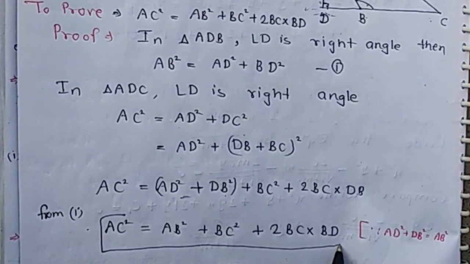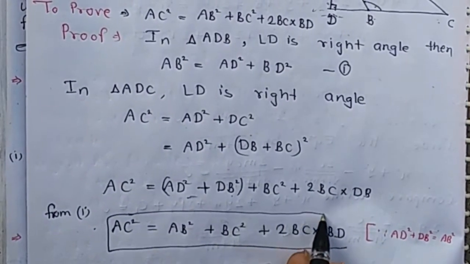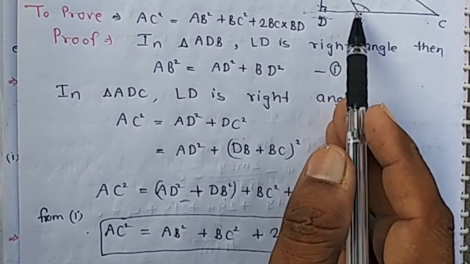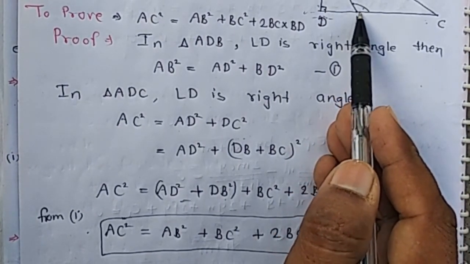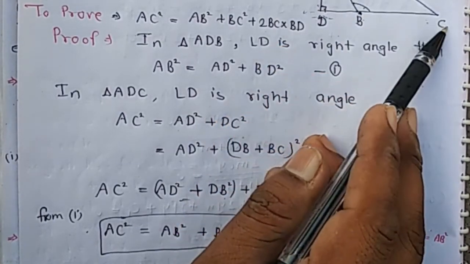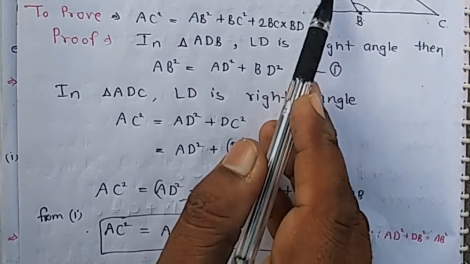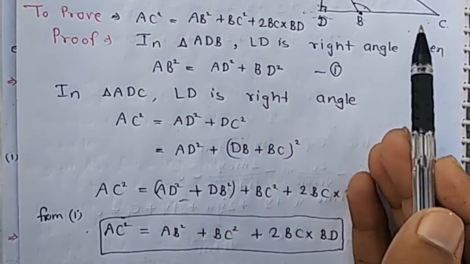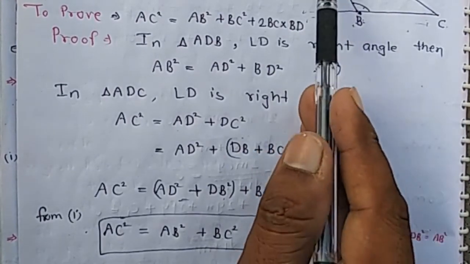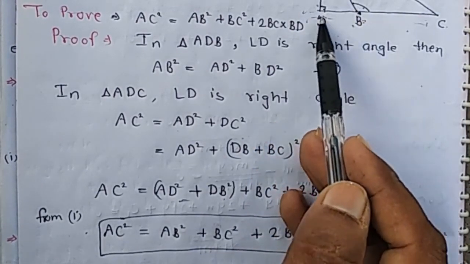Means in triangle ABC, if angle B is an obtuse angle, then AC square, the square of the opposite side, is equal to AB square plus BC square plus 2BC into BD, where AD is the perpendicular on CB.